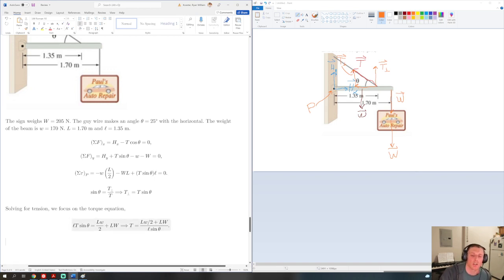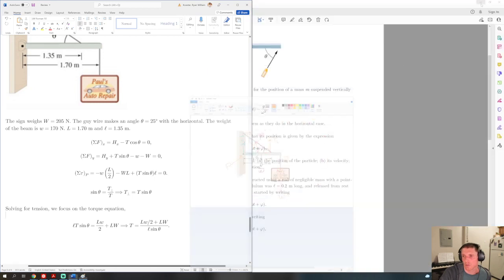But okay, so this is our tension. Hopefully everybody's good with this. The other thing that we had to solve for, I guess, was the hinge forces.